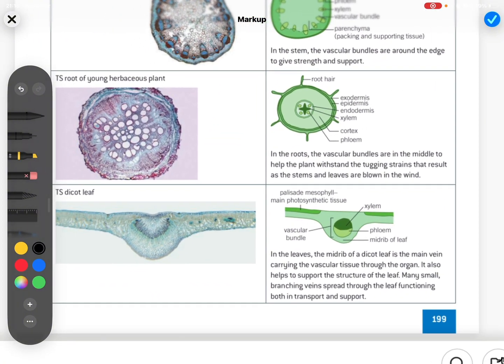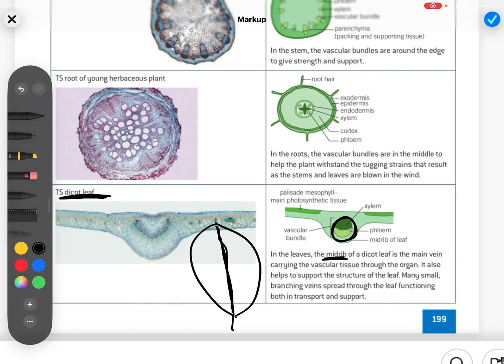Now we have the dicot leaf. I told you earlier, you've got the plant, you've got the leaf, sort of that shape, and then you've got the thick bit in the middle. This is called the midrib. It's the nice tough bit. It's got the vascular bundles in it. They are the main vein for the leaf.